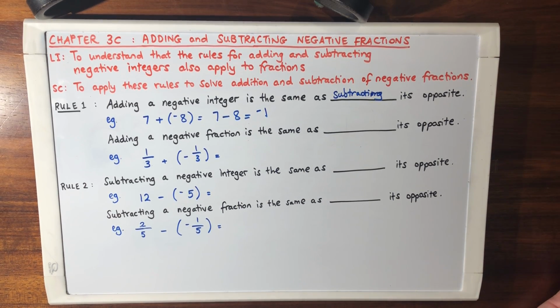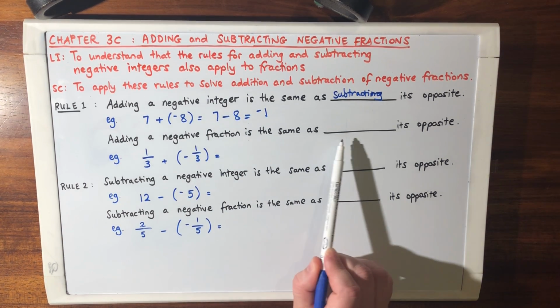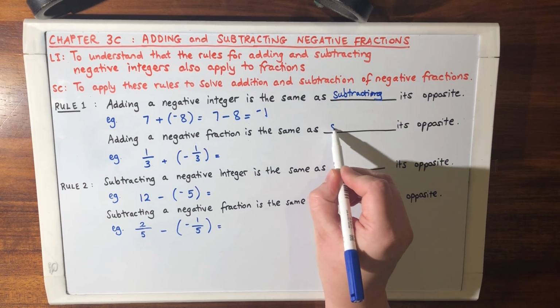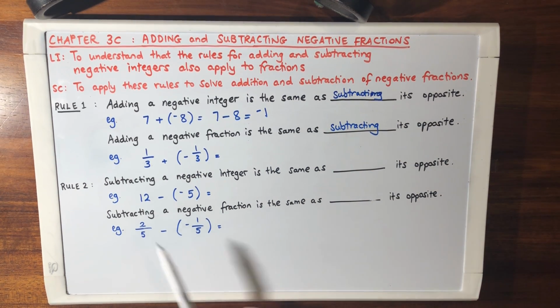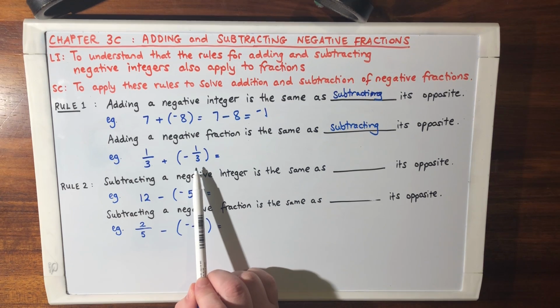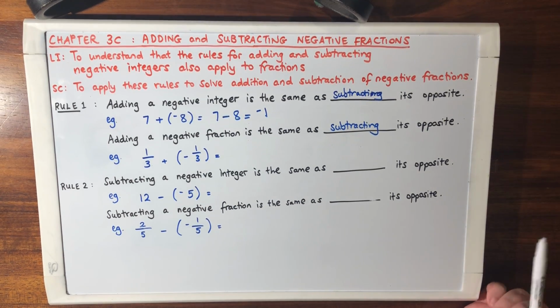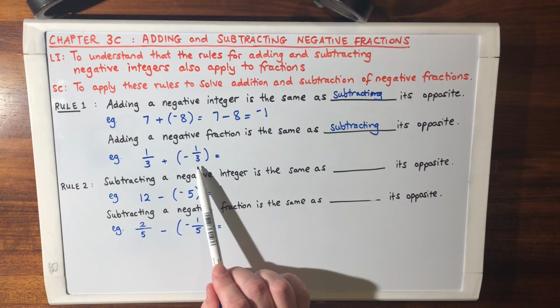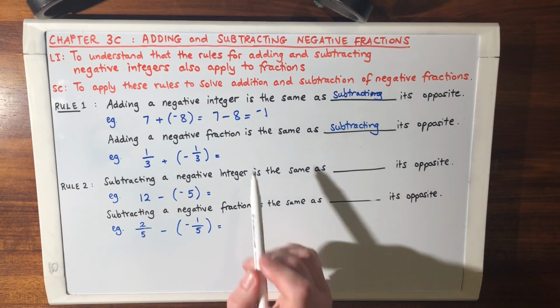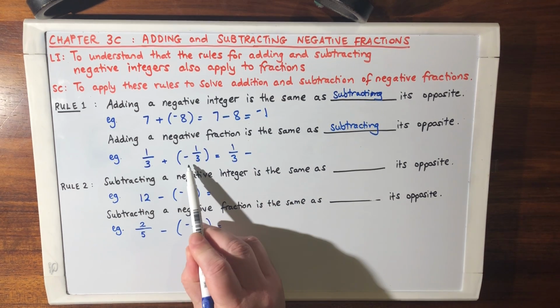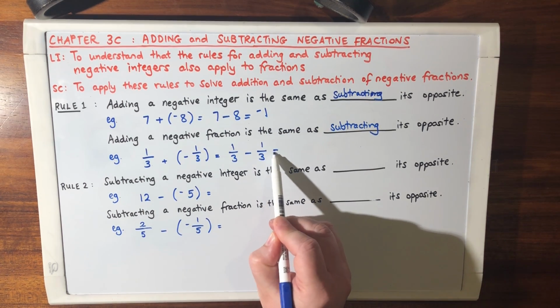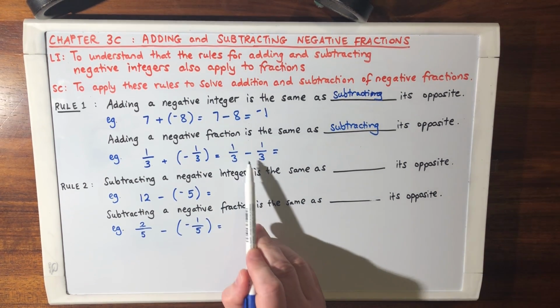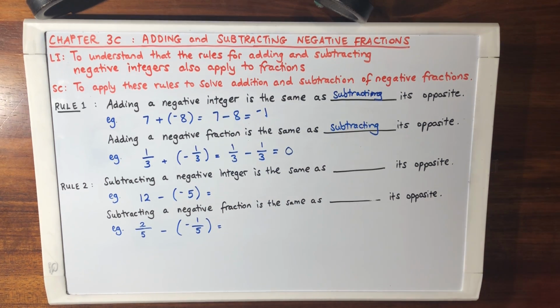So to apply this rule to fractions, it's exactly the same. Adding a negative fraction is the same as what? Well, it's the same as subtracting its opposite. Subtracting its opposite. Let's look at the example. 1/3 plus negative 1/3 equals what? If I were to subtract the opposite of that second term, that would be 1/3 take away or minus the opposite of negative 1/3, which is positive 1/3. And what's the answer here? Well, 1/3 take away 1/3 would be 0.